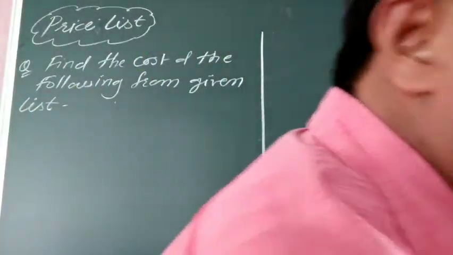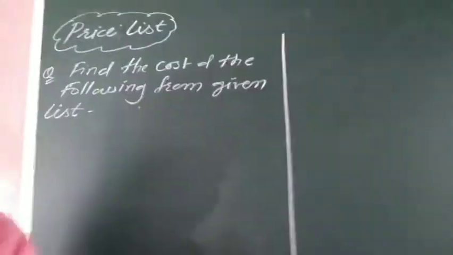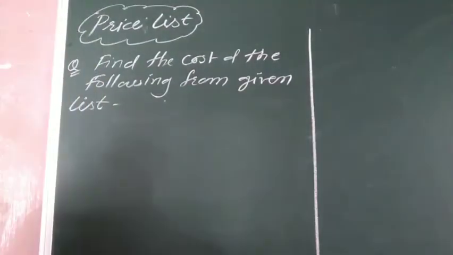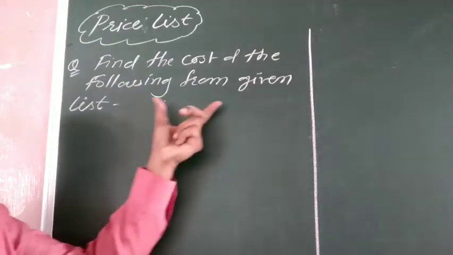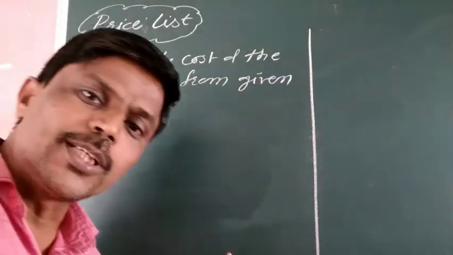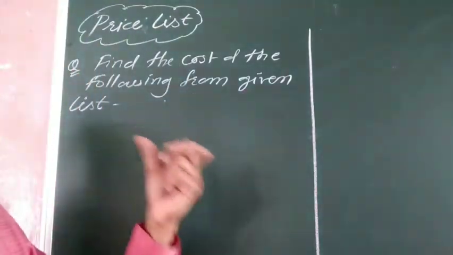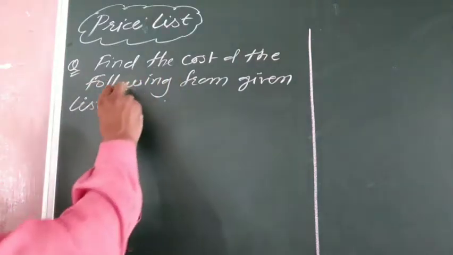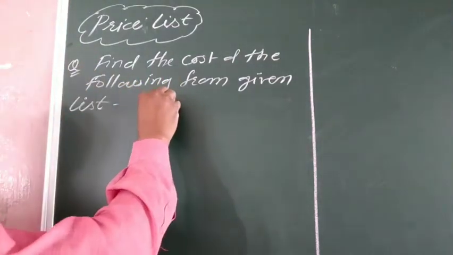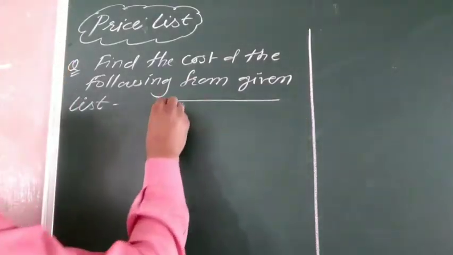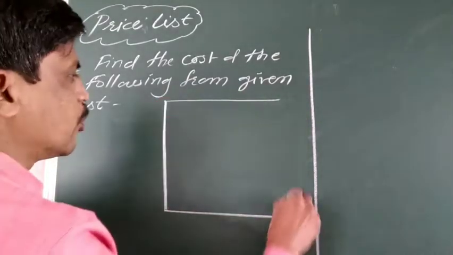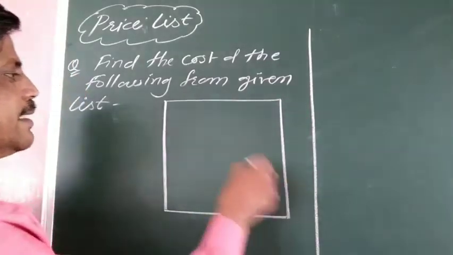Now in today's class it is about price lists. Find the cost of the following from the given list. One rate list is given here. From this rate list, we have to find out the cost of the following. But before that, first we have to understand the rate list. What information is given in this rate list?